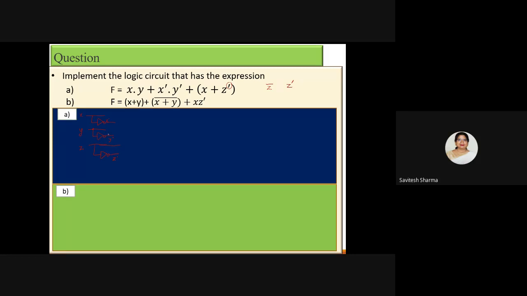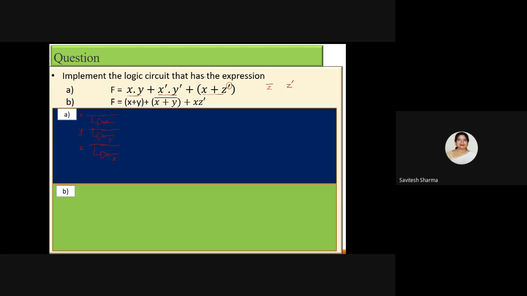So the first step, as I said: see how many variables there are, draw the lines, and then generate the inverted variables. If it is required and available in the expression, then you generate it. Otherwise no need to do the complement. In my expression complements are there, so I am showing the complement of each signal. Next you will see the terms. How many terms are there? Number 1, number 2, number 3.